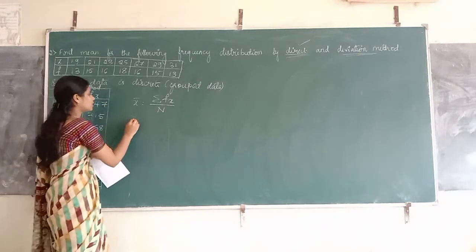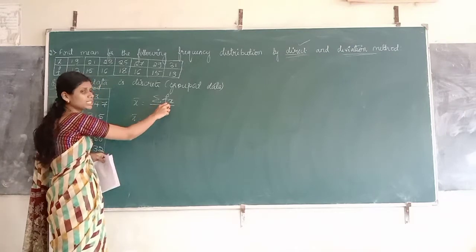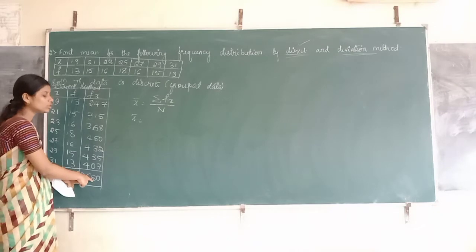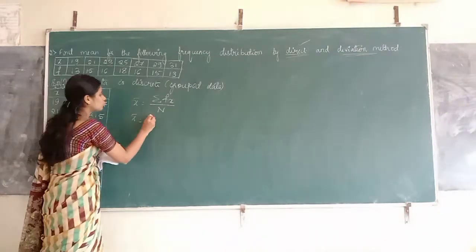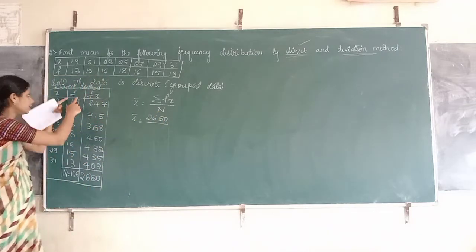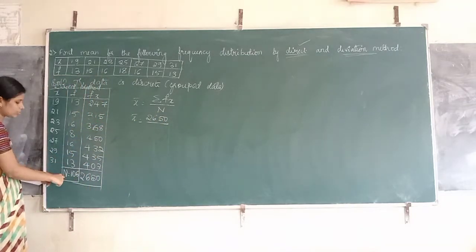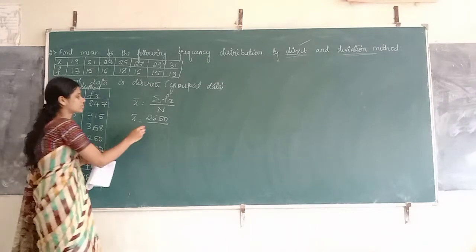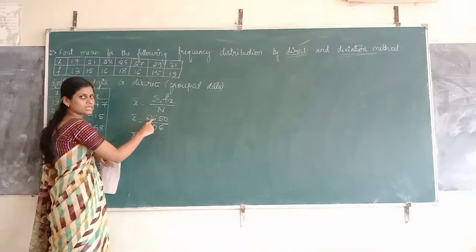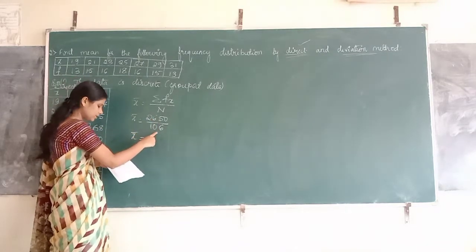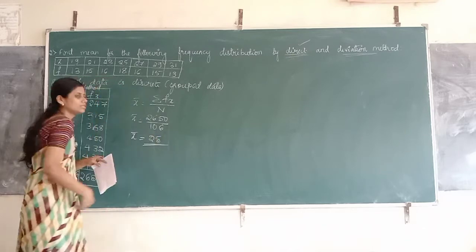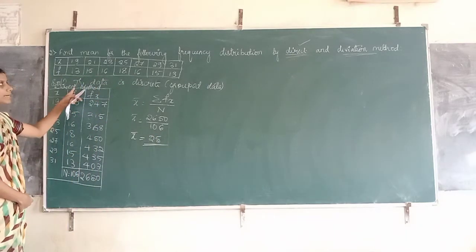So x bar is equal to summation of fx. Total of fx is how much? 2650. So 2650 divided by n. N is nothing but the total of frequency. So n is equal to 106. When you divide, 2650 divided by 106, the answer is 25. This is the mean under direct method.